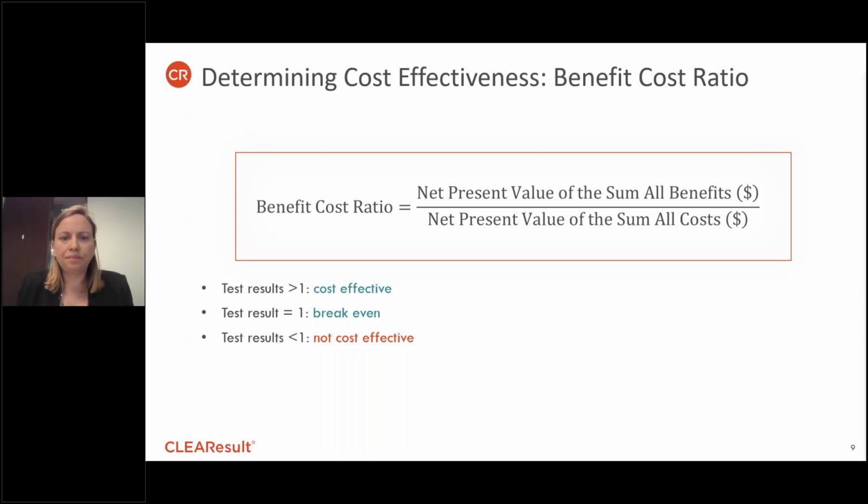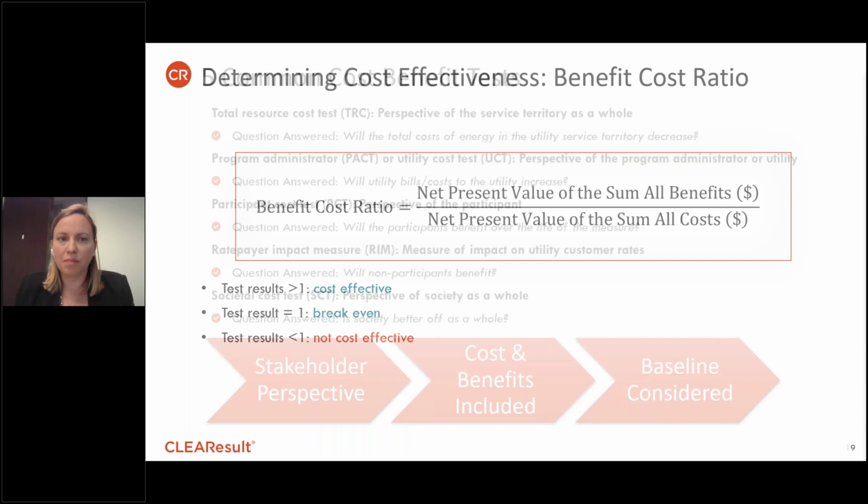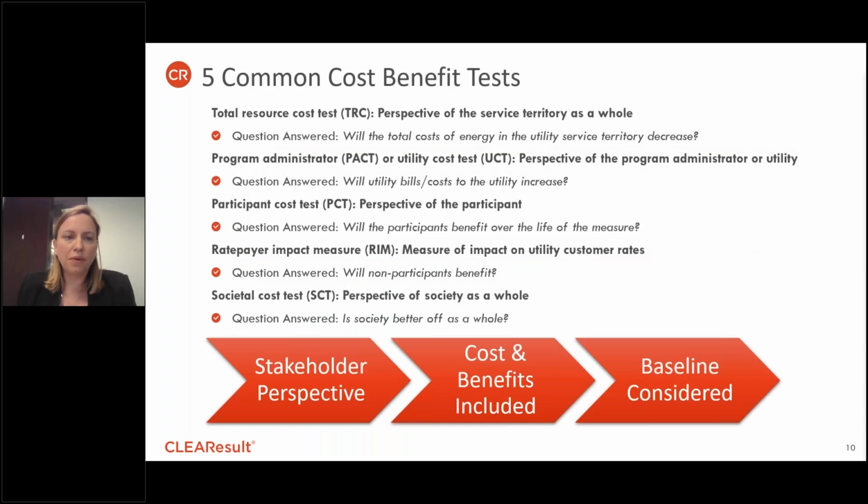So moving on to introducing the 5 stars of the show today, we're going to talk about the 5 most common cost benefit tests that we use in our industry. And the 5 include the total resource cost test, the program administrator cost test or utility cost test, it's the same thing, the participant cost test, the ratepayer impact measure, or the societal cost test. And Katie's going to go into a deeper dive on each of these.